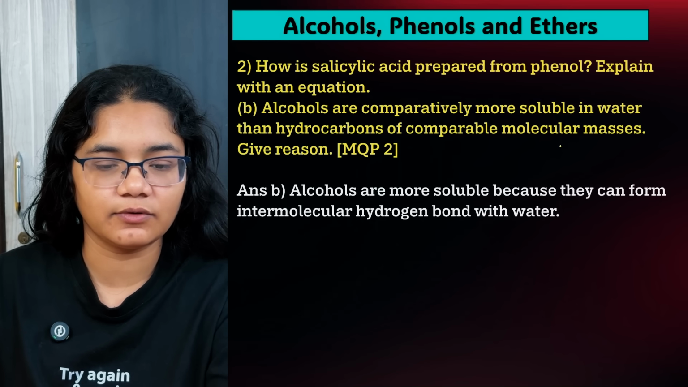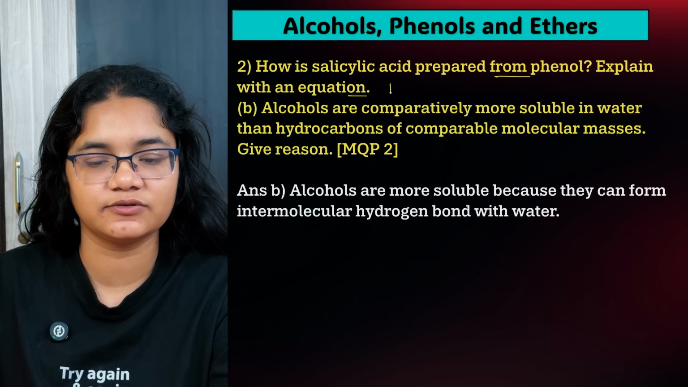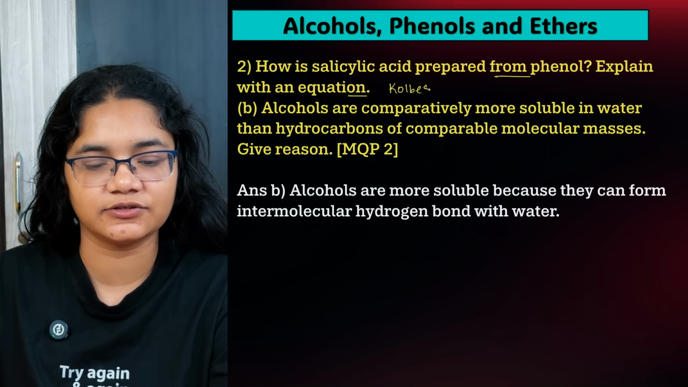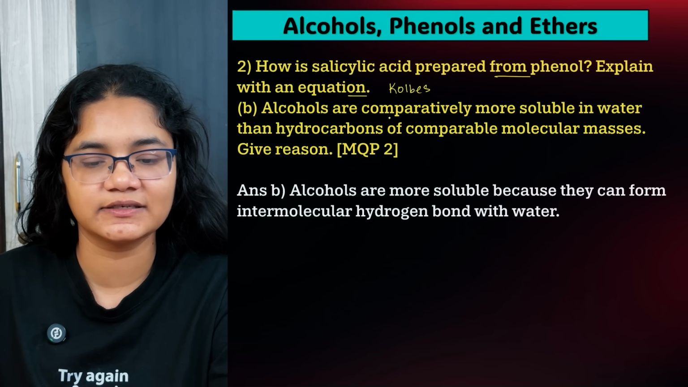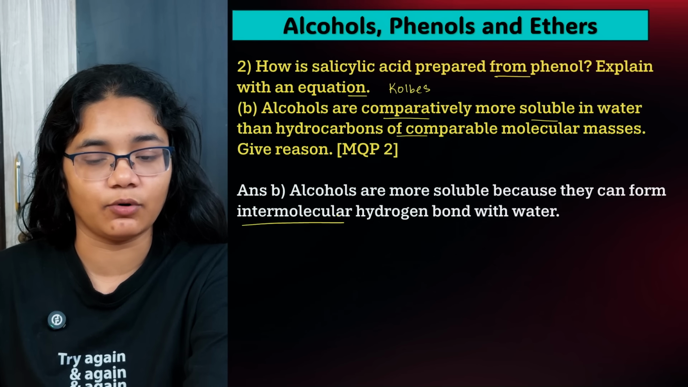Okay. Next one, we will see how salicylic acid is prepared from phenol, explained with an equation. So this is the same Kolbe's reaction, which we have already discussed. Alcohols are comparatively more soluble in water. That is because of their ability to form intermolecular hydrogen bonding.